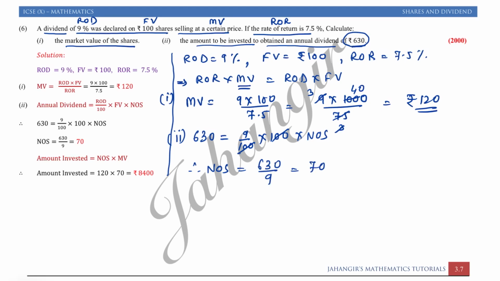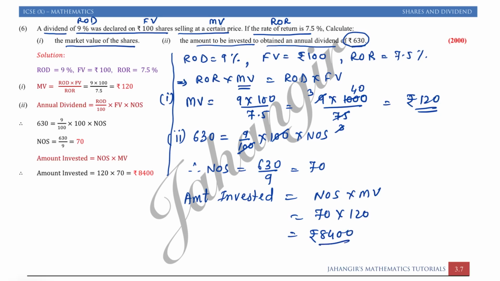This I got. Now I want the amount invested. Amount invested is equal to number of shares into market value. So number of shares is 70 into market value 120, that is equal to rupees 8,400.